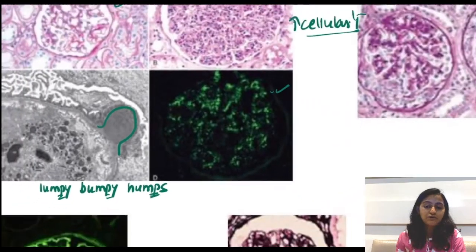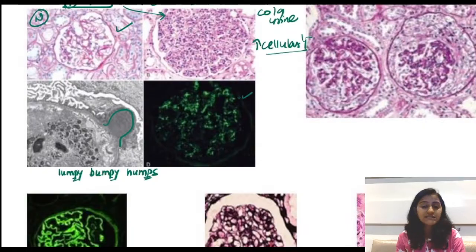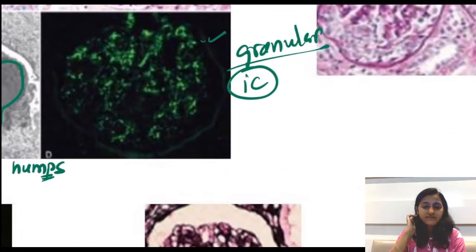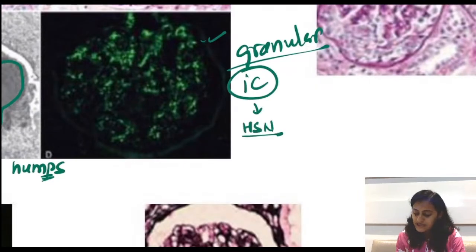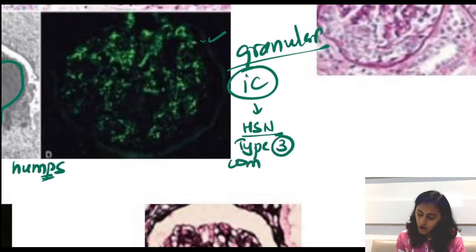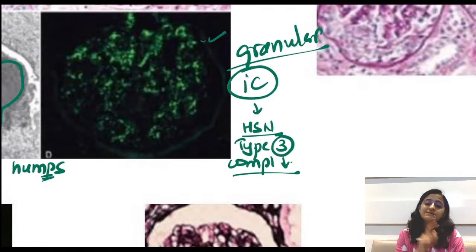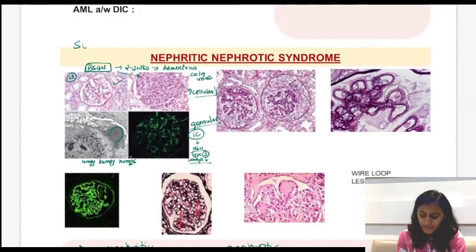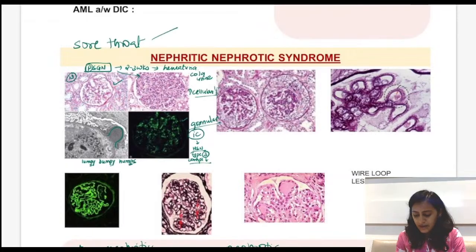And this is what you see in immunofluorescence: the immune complex deposits. Granular deposits is what you will see here because of the immune complex. Because it is immune complex deposition, what type of hypersensitivity is PSGN? It is type 3 hypersensitivity, where the complement levels also decrease. So remember, this is type 3 hypersensitivity, complement decreases. After a sore throat, if you have hematuria within 2 to 3 weeks, then it is PSGN.